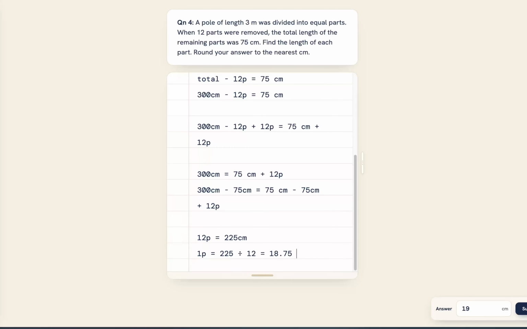So the thing is, we need to round to the nearest centimeter. So we round to the nearest whole number, which in this case is 19. So there you go. The answer is 19.